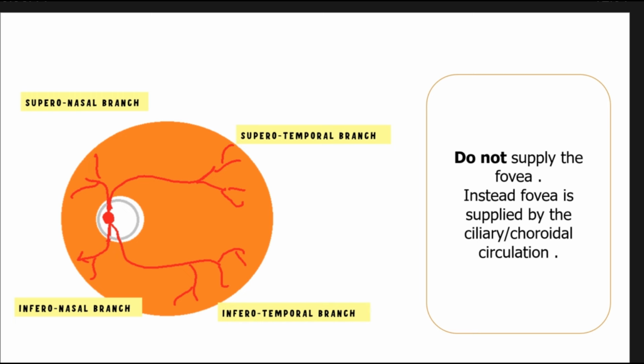Okay, so remember, the inner 6 layers of the retina are supplied by the central retinal artery, but the fovea is not supplied by the central retinal artery. It is supplied by the choroidal circulation or the ciliary circulation.